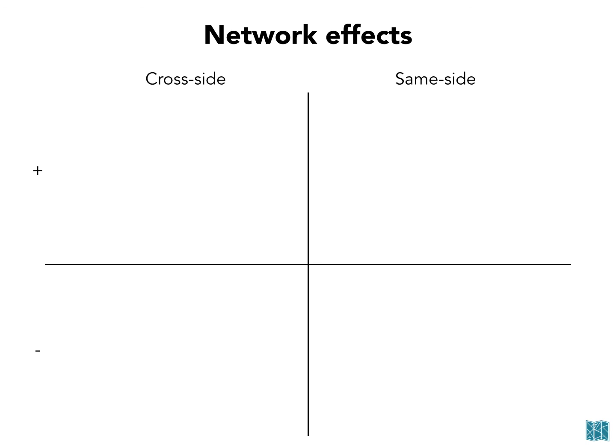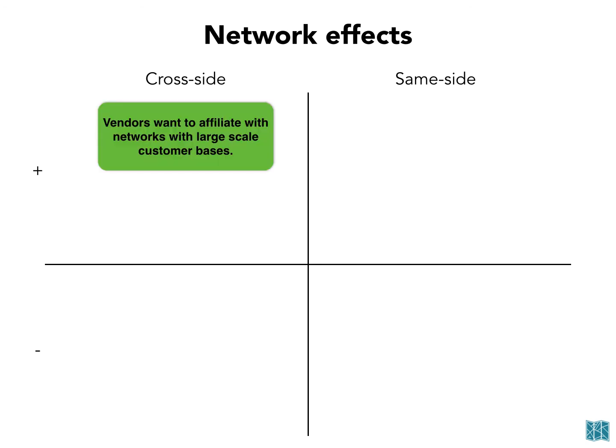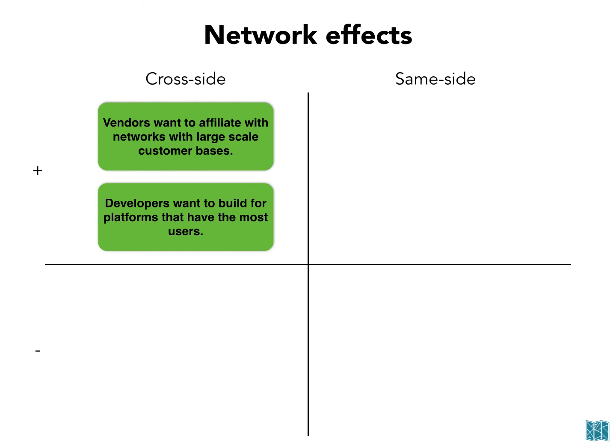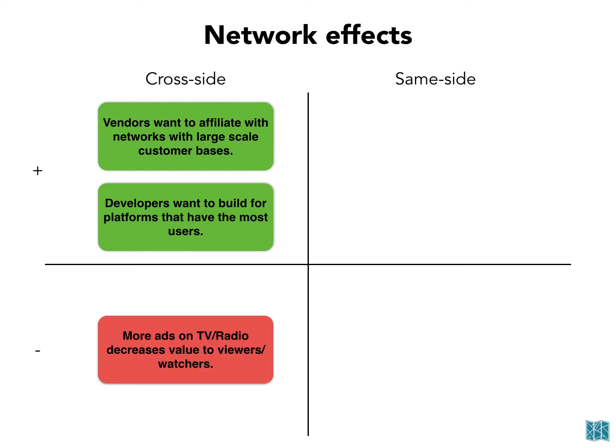And if we were to take some examples of those, we could look at positive cross-side network effects, or things like, say, a vendor wants to affiliate with a network with a large-scale customer base. So with eBay, for example, lots of people want to sell there because there's tons of people buying there. And the same thing for developers who want to build software for an operating system, or for a new mobile platform, or for a new gaming system. They know that they can recoup their investment if they go to a platform that has lots of demand-side users.